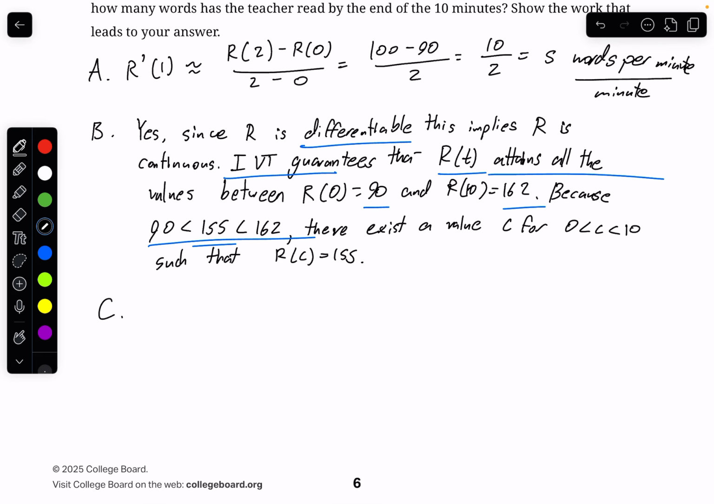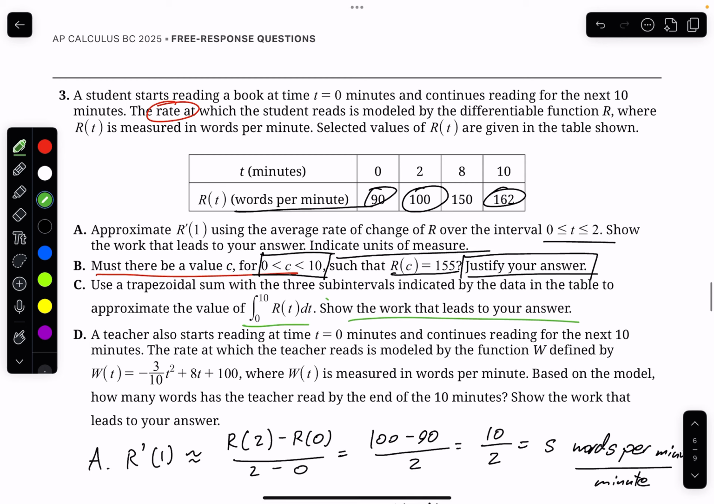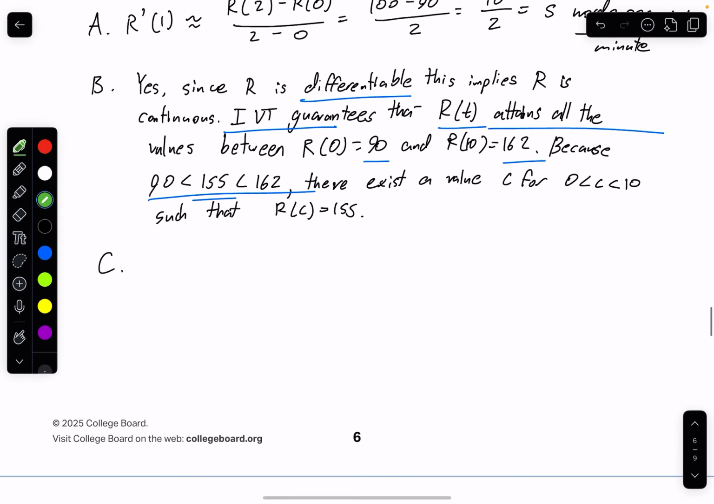Now, part C. Part C asks, use a trapezoidal sum with the 3 subintervals indicated by the data in the table to approximate the value of the integral from 0 to 10 of R of t dt. Show the work that leads to your answer. Show the work means don't leave just a blank answer without any work. So show your work. Now, we can simply start off with the integral that they give us, 0 to 10 of R of t dt. We'll get my approximate equal sign right there.